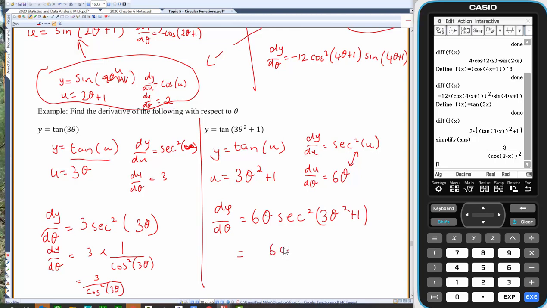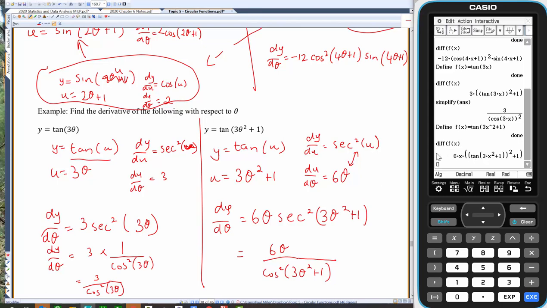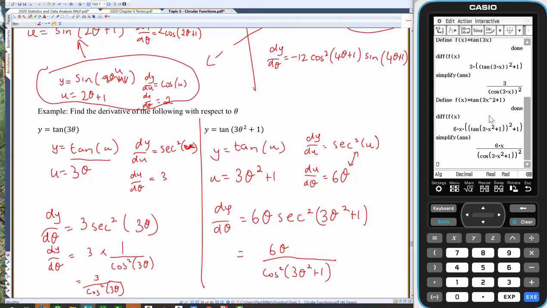I think it's going to have an answer of 6 theta over cosine squared 3 theta squared plus 1. I think that's going to be the calculator's answer. So let's do that to finish this lesson off. Define f of x equals the tan of 3x squared plus 1, just in case, if f of x, simp please, 6 theta, looking good.